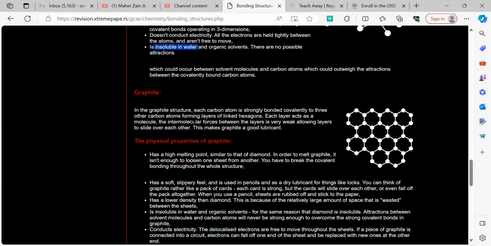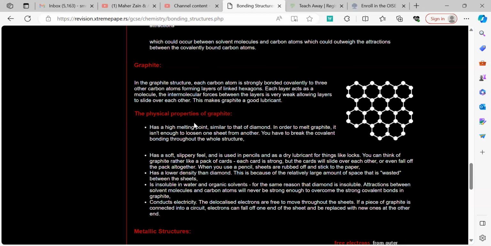Now, if I talk to you about graphite, we need to know that graphite has freely moving electrons. This is the reason why it conducts electricity. Apart from it, you need to know the uses of graphite. For example, graphite is used in pencils. Why do we use it in pencils? Because the layers of atoms slide over each other. This is the reason. All of the answers which I'm telling you are answers to extremely important questions which are asked in the exam.